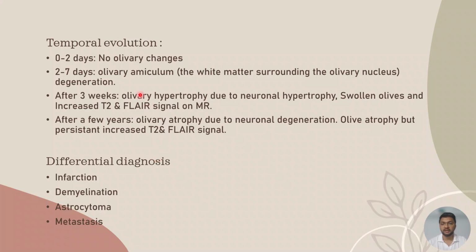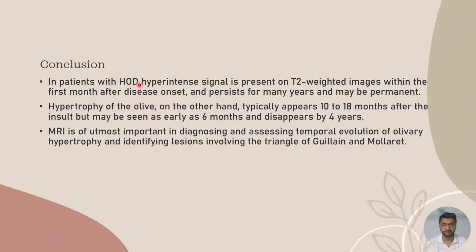Temporal evaluation: on MRI the first detectable change can be seen after the third week. The olive becomes hypertrophied due to neuronal hypertrophy and appears swollen, and shows increased T2 and FLAIR signal on the MRI. After a few years, the olive becomes atrophied due to neuronal degeneration, but it shows persistent T2 and FLAIR signals. The differential diagnoses are infarction, demyelination, astrocytoma, and metastasis.